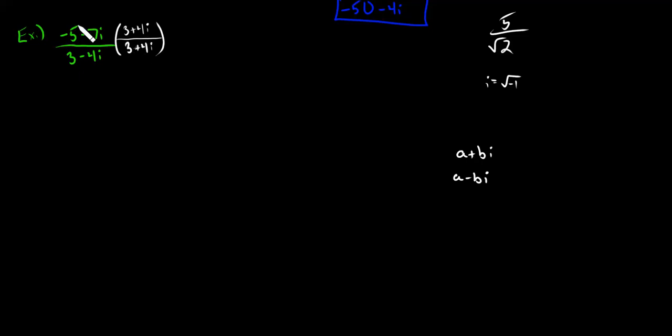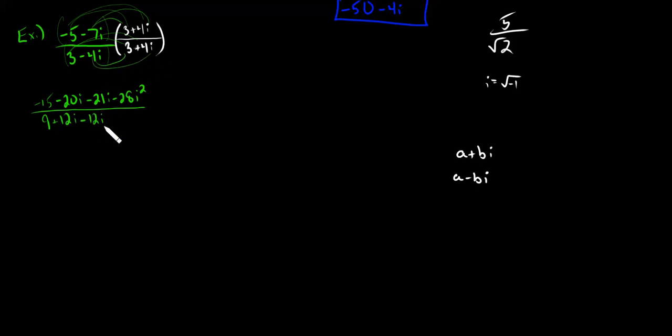So I go ahead and I multiply, and remember, this is basically a multiplication problem, so we'd go ahead and distribute. We get negative 15 minus 20i minus 21i minus 28i squared. Remember, i squared is negative 1. And then in our denominator, we're going to have 9 plus 12i minus 12i minus 16i squared.